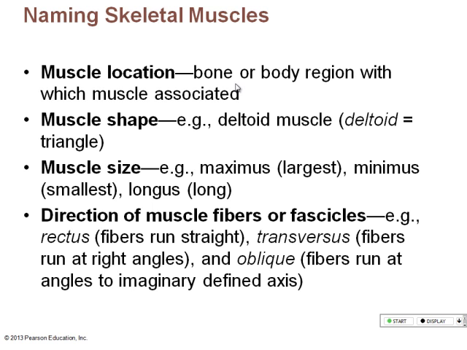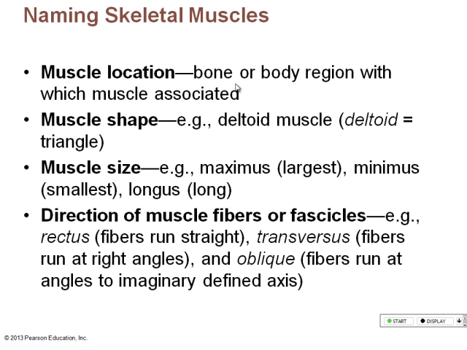Muscle location, where it is: temporalis, temporal bone, so named for the bone that they lie over. Shape: deltoid, it's a triangle, that's what it got its name for. Size: big, medium, little, maximus, medius, minimus. Not just one, three. Big one on the outside, gluteus what? Maximus. Underneath, medius. Under that, minimus. So that is made up of three, and they're named for the size.